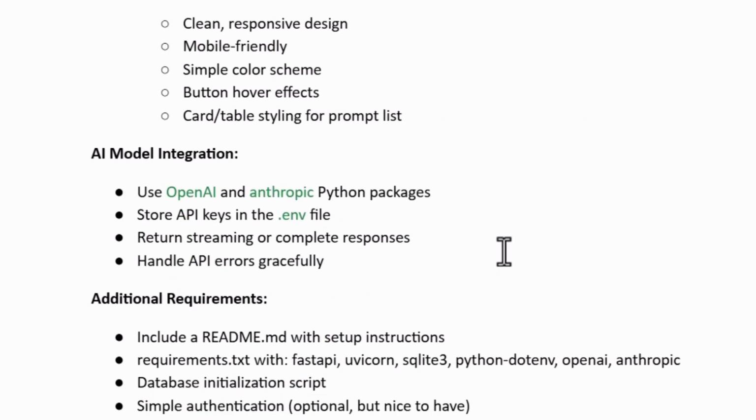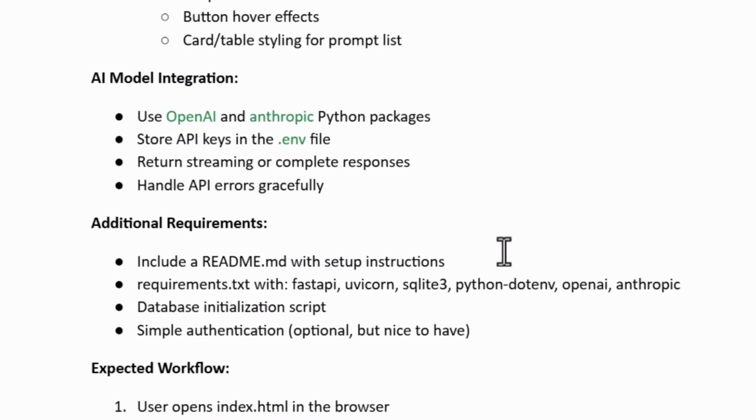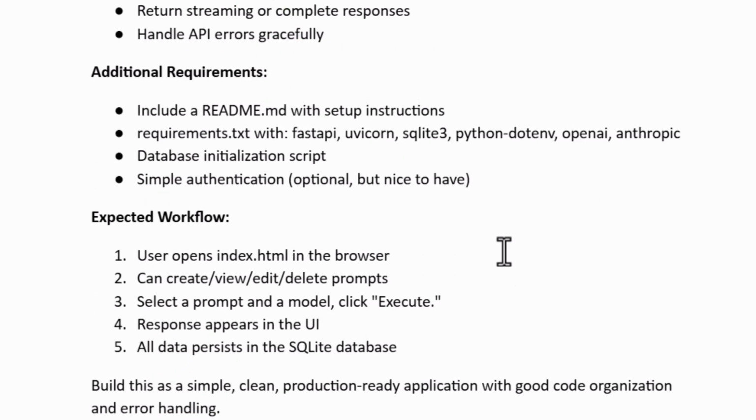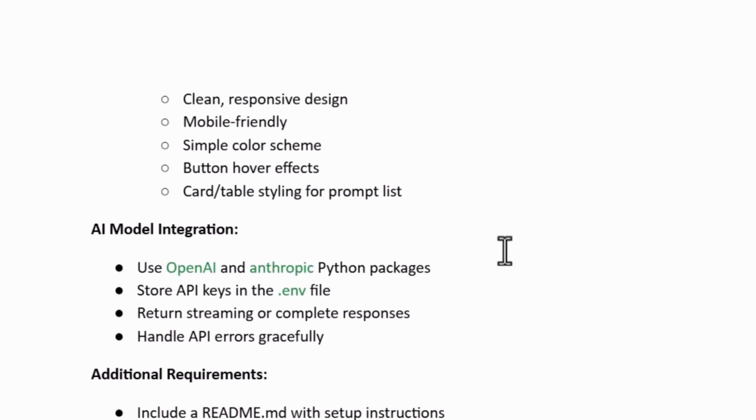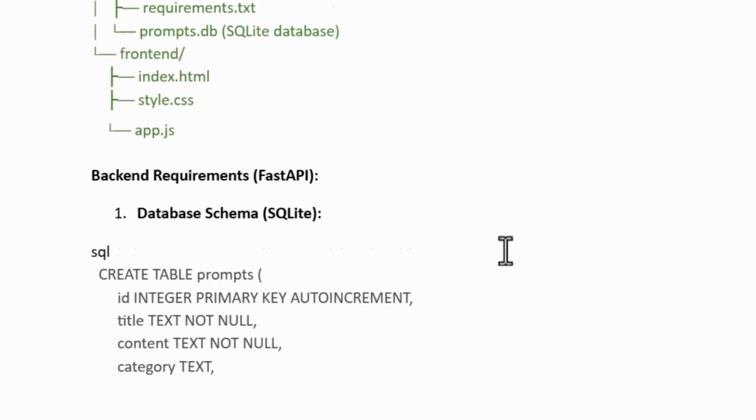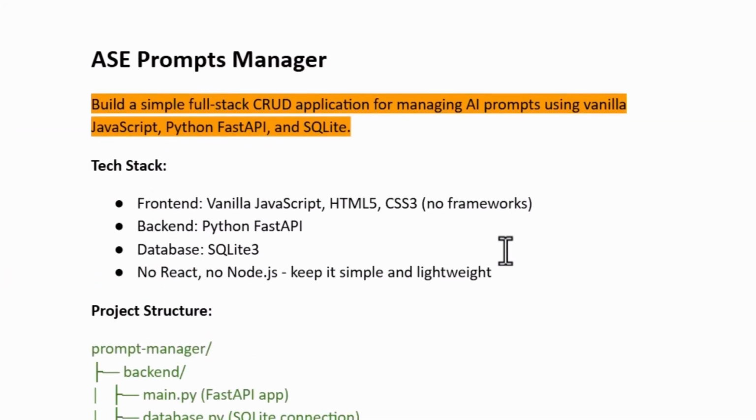To make this functional, we give it some AI model integration instructions like using OpenAI, Anthropic Python packages. Of course, we have additional instructions like README should be set up, and we should have Fast API, SQLite, and OpenAI, Anthropic, and that kind of a thing. Prompt is supposed to build a simple, clean, production-ready application with good code organization and error handling.